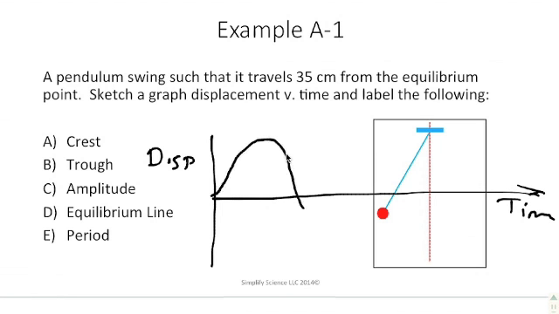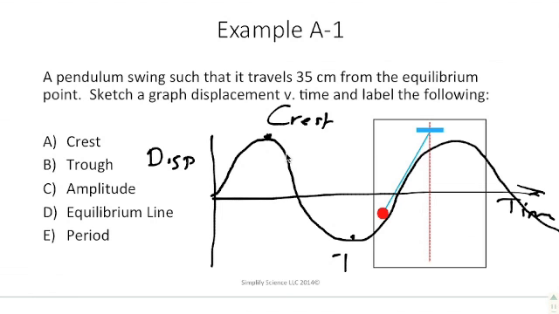So it's going to cycle back and forth like a sine or a cosine graph, and it's going to look like that. We want to look at our points of interest right here. We would say that the point of maximum energy is the crest. The point of minimum energy is the trough. This distance between the equilibrium line and the crest is the amplitude. We've already labeled this as the equilibrium line.